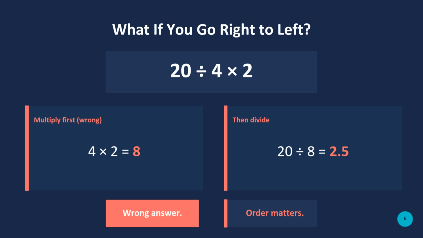Now watch what happens if you go the wrong way. If you multiply first, 4 times 2 equals 8. Then divide. 20 divided by 8 equals 2.5. Different answer. Wrong answer. Order matters.